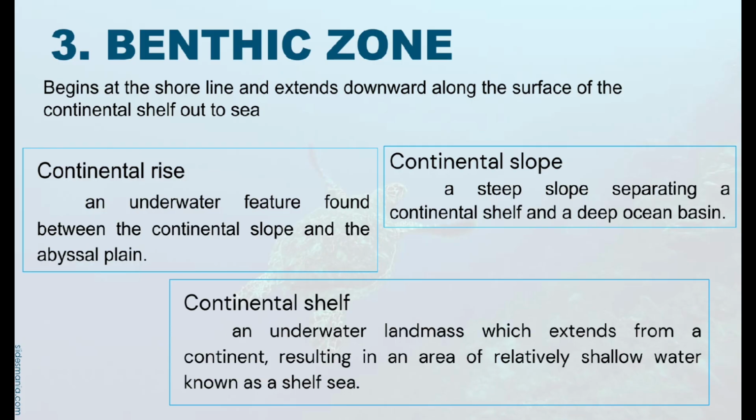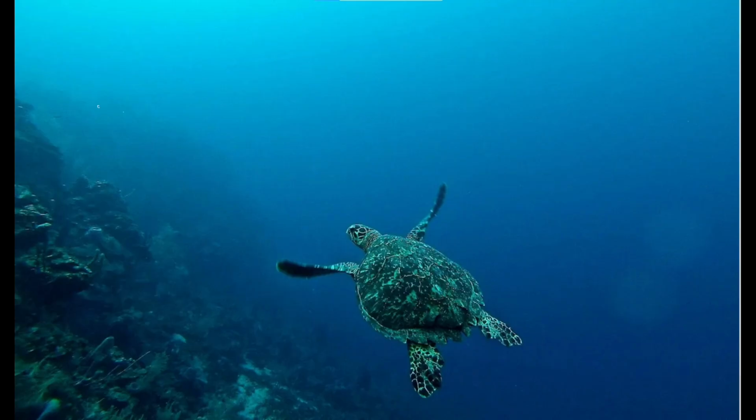The third main zone is the benthic zone. It begins at the shoreline and extends downward along the surface of the continental shelf, continental slope, and continental rise.